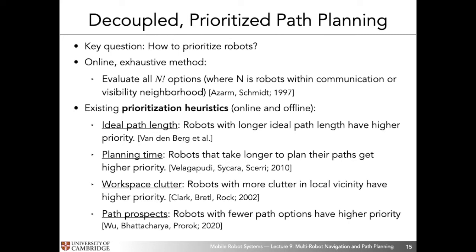And what we're saying here is that if you prioritize robots with a lesser number of potential path prospects, you're going to be minimizing makespan and flow time. Okay? So those are a couple of different heuristics you might consider when you're going about the prioritization problem using a heuristic approach.